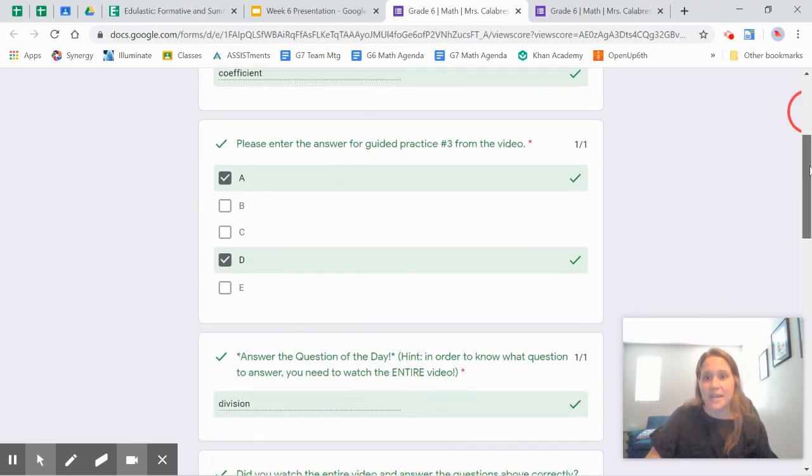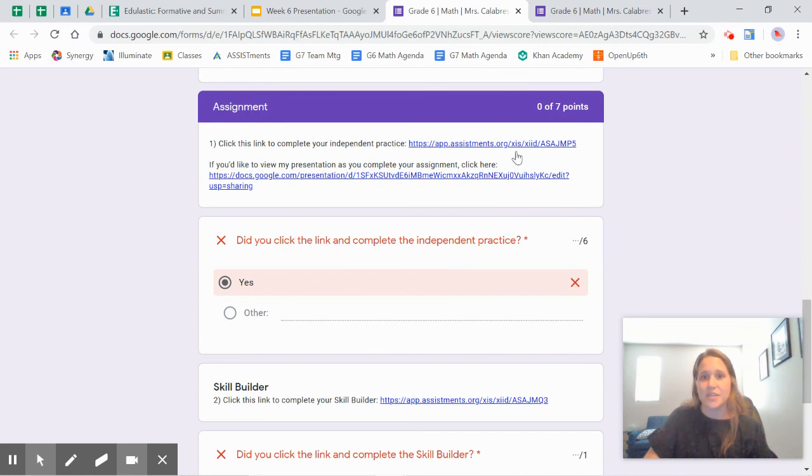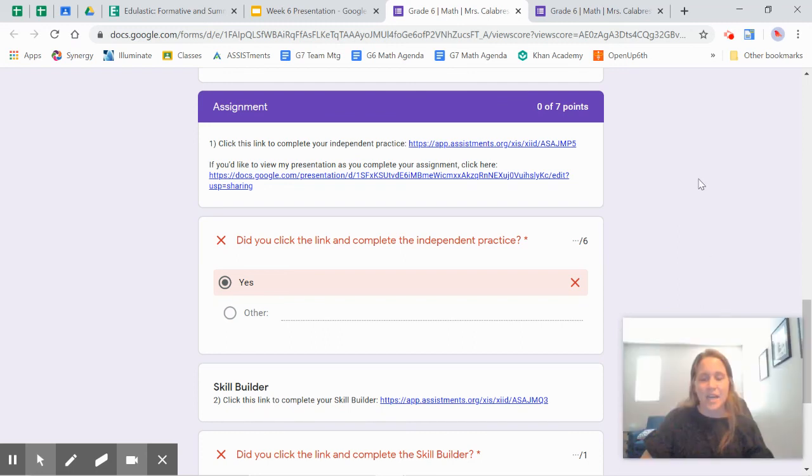You'll also notice if I keep scrolling, you're going to see a score of 0 out of 7 points for your assignment. That's not because you got 0 points. It's because we haven't had a chance to grade your work yet, right? So later on, Mr. Zamora or I will go back in and add in your score for your independent practice. So it's totally normal for you to have a 0 right now, but that score will go up and your grade will be in Google Classroom by tomorrow, okay?